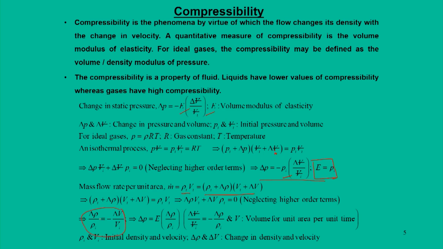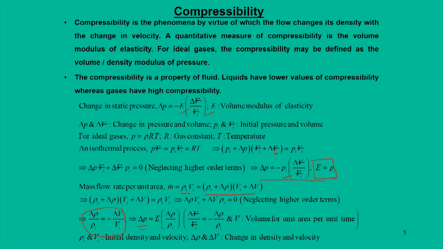Here we get a relation between the change in the density with respect to velocity, and here we get the change in the pressure with respect to change in the volume. From these two equations one can bring down the change in the pressure delta P as E times delta rho by delta I. So what it says is that change in the pressure is associated with change in the density.